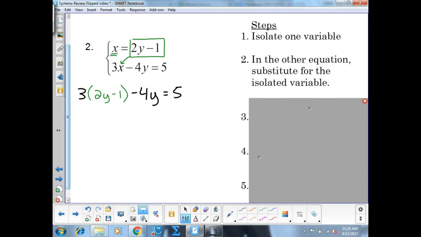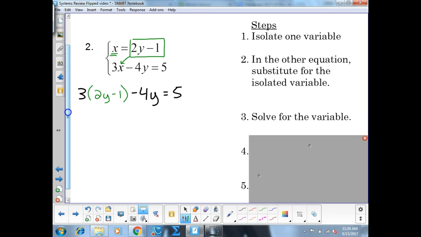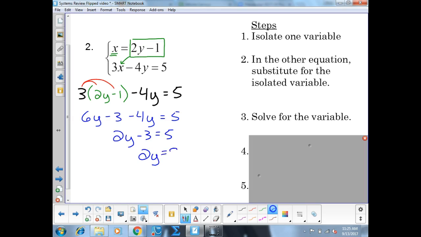Okay? So then we solve for that particular variable. So here I could distribute in that 3. So that's going to now give me 6y minus 3, still minus 4y, still equal to 5. So that would become 2y minus 3 equals 5, which is 2y equals 8 when I add 3 to both sides. And then when I divide both sides by 2, I get y is equal to 4.